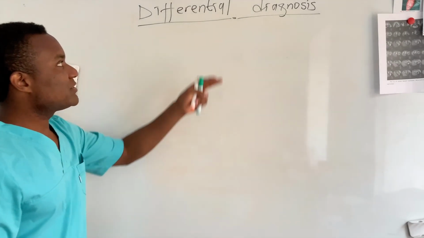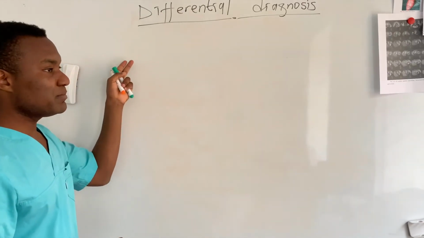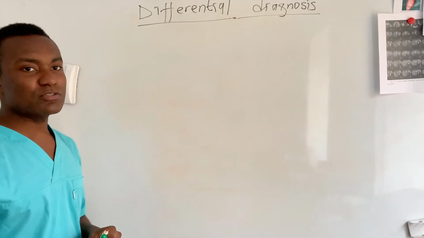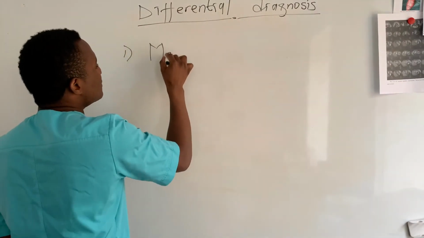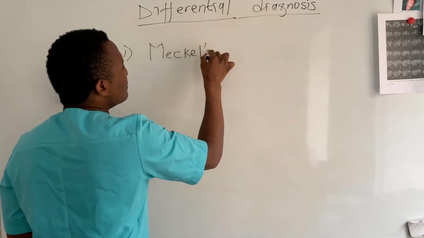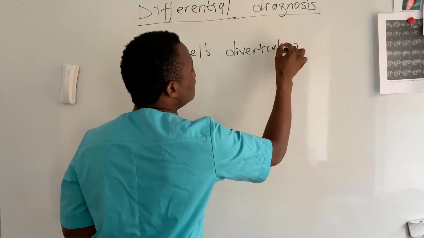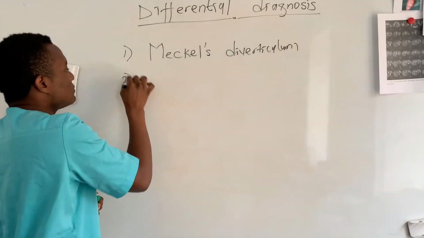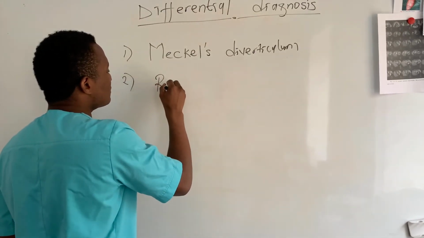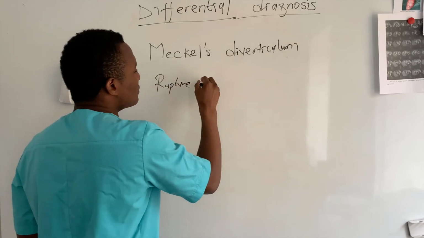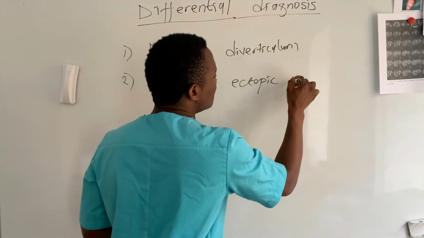Now we have to talk about the differential diagnosis of appendicitis. There are a lot of pathological conditions that can mimic appendicitis, so it's good for us to know some of those. Number one, Meckel's diverticulum. Two, rupture of ectopic pregnancy.